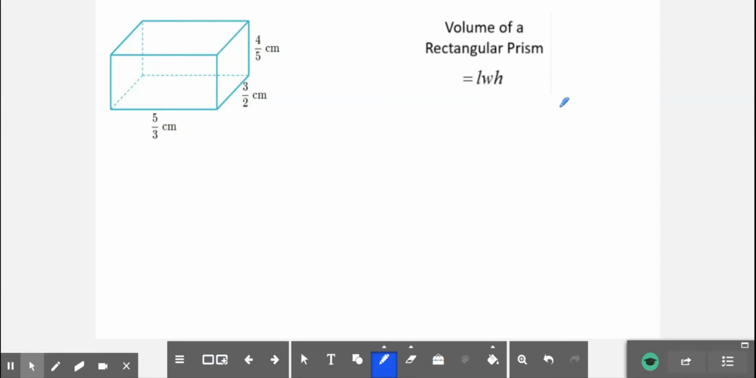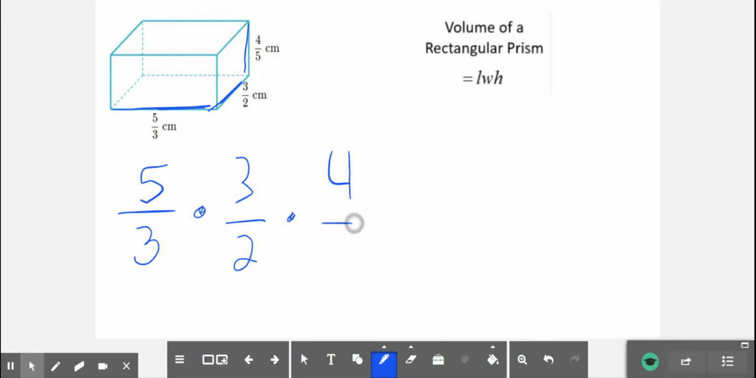Problems from the Google form for finding volume of rectangular prisms. This one was one of the most commonly missed problems. We have to multiply length times width times height. So the three dimensions are given. So our 5/3 times 3/2 times 4/5.